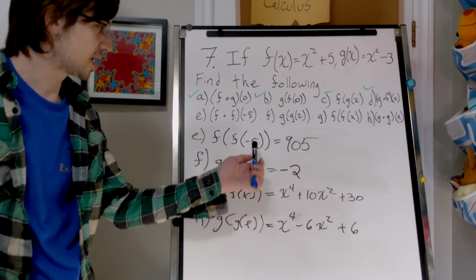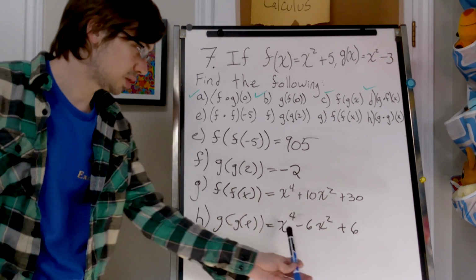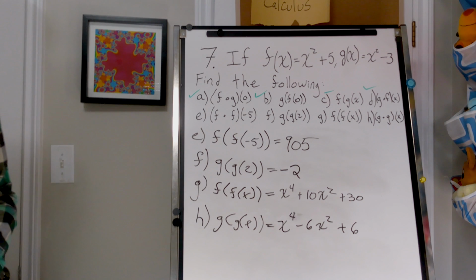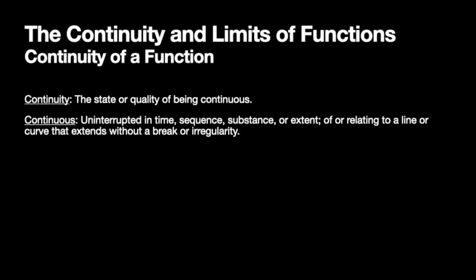You can then take these numbers, minus 5 and 2, and plug them into G, and see if you get the right answer. The continuity and limits of functions. Continuity: the state or quality of being continuous. Continuous: uninterrupted in time, sequence, substance, or extent; of or relating to a line or curve that extends without a break or irregularity.